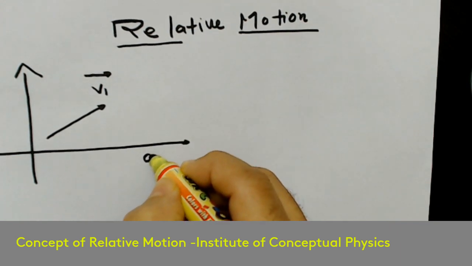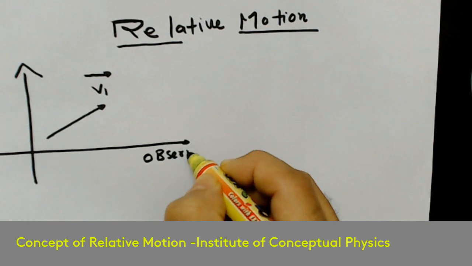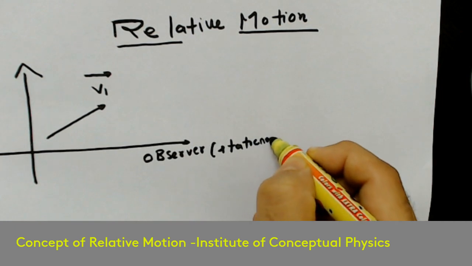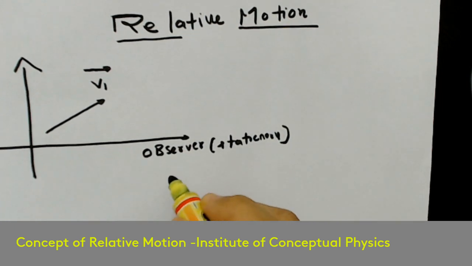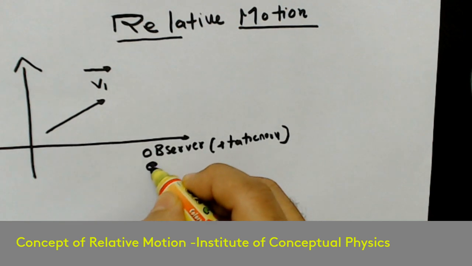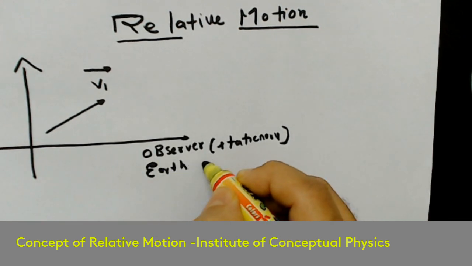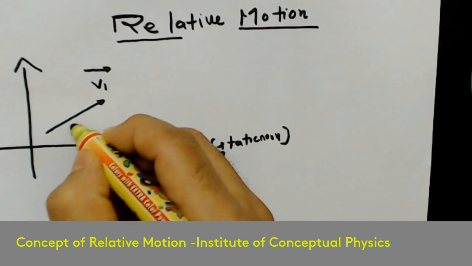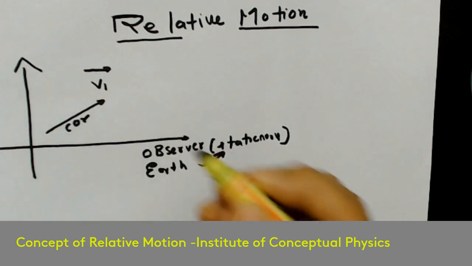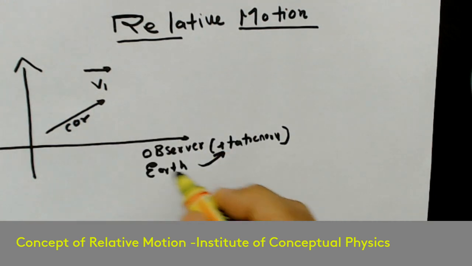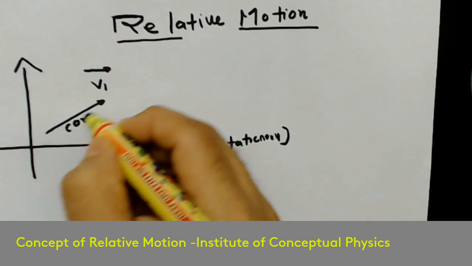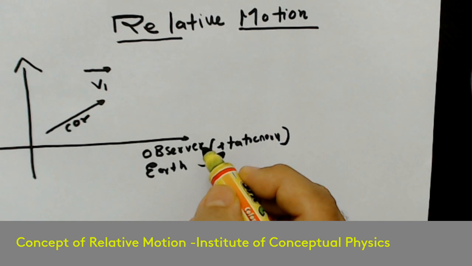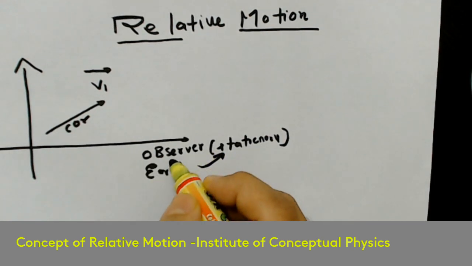an observer, who is stationary. Okay, and when I say stationary, generally a person standing on earth, and is stationary, is observing this. Maybe this is a car which is going, so this is a car which is moving, and the direction of the car as seen by the observer is represented by the vector v1, and has a magnitude also. So both are being observed by the observer.